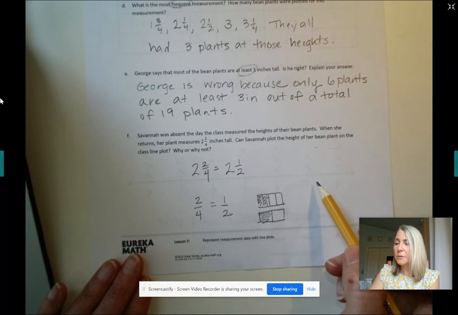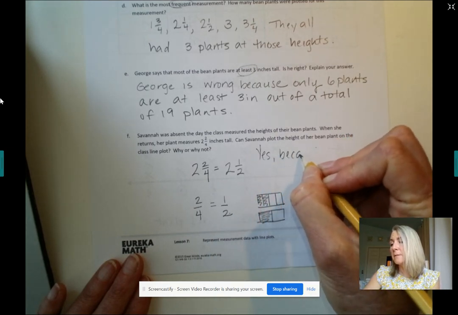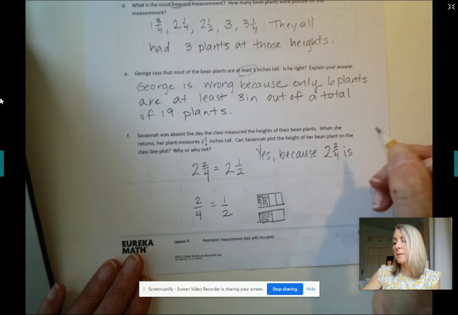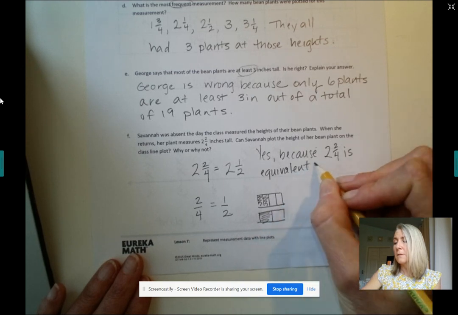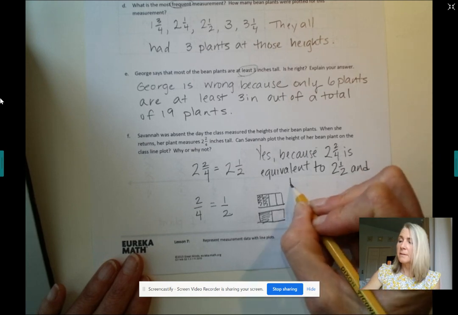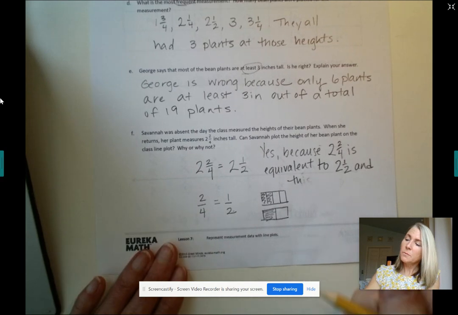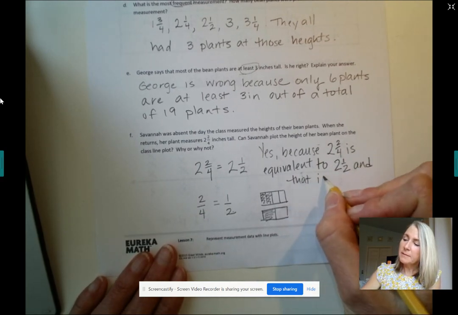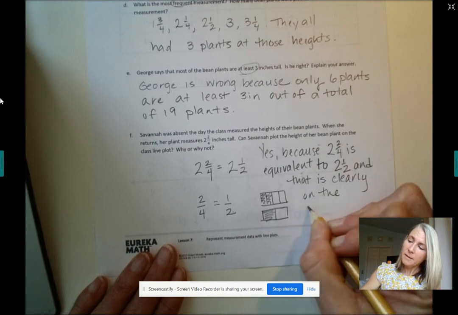Can she plot the height of her bean plant on the line plot? Yes, because 2 2/4 is equivalent to 2.5, and that is clearly on the line plot.